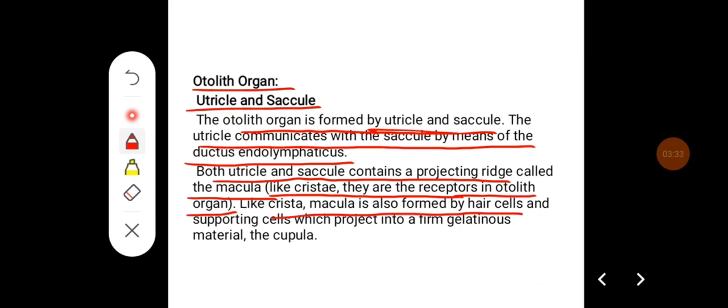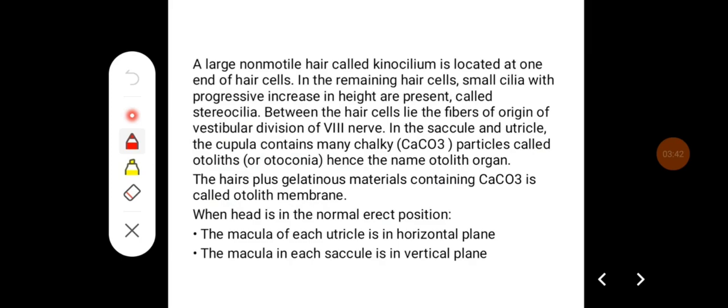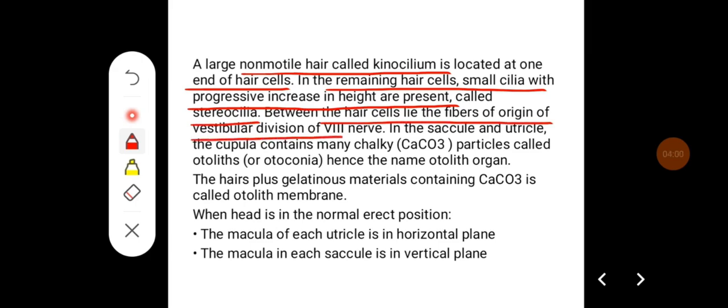Like the crista, the macula is also formed by hair cells and supporting cells which project into a firm gelatinous material. A large non-motile hair called the kinocilium is located at one end of the hair cells. In the remaining hair cells, small cilia with progressive increase in height are present, and they are called stereocilia. Between the hair cells lie the fibers of origin of the vestibular division of the 8th nerve. In the saccule and utricle, the gelatinous material contains mainly chalky, that is calcium carbonate, particles, which are called otoliths or otoconia, and hence the name otolith organ.